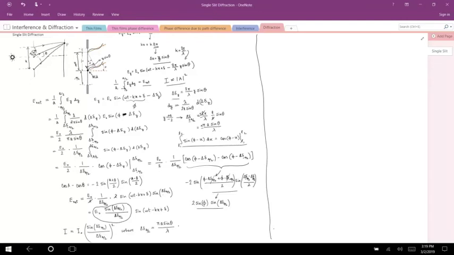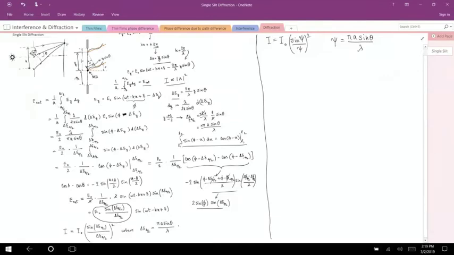Now let's look at the consequences of this intensity expression that we just found. I'm going to rewrite the intensity expression slightly differently. I'll write it as I equals I naught sine of psi divided by psi squared. And this psi is just what I was calling delta delta of a over 2 earlier. So that's equal to pi a sine theta divided by lambda, right?